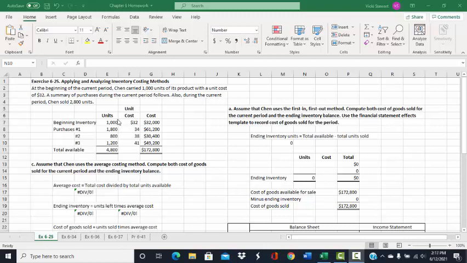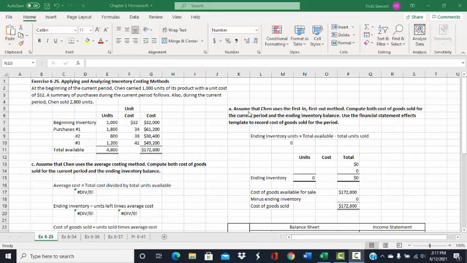So the problem gives us the beginning inventory and unit cost as well as the purchases that were made during the period. To determine the total available units, we take the sum of all of the units that were purchased as well as the beginning inventory, and we sum all of the costs so that we have total units available and total cost of goods available.